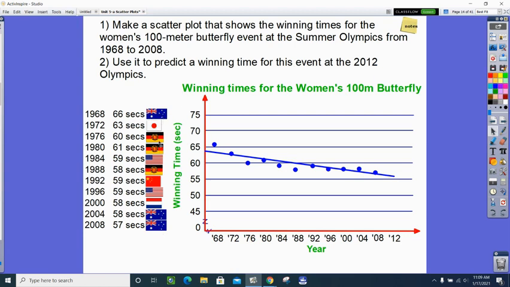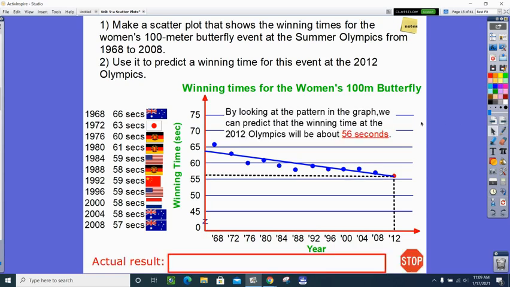Oh, by the way, if you look over here, the flags are telling you who won. Australia, Japan. You might not recognize this flag. It looks like Germany's flag, and you would be correct. But at that time, it was West Germany. Germany was divided into 2. America, obviously, China, France, Australia again. So those are the winning countries of this event.